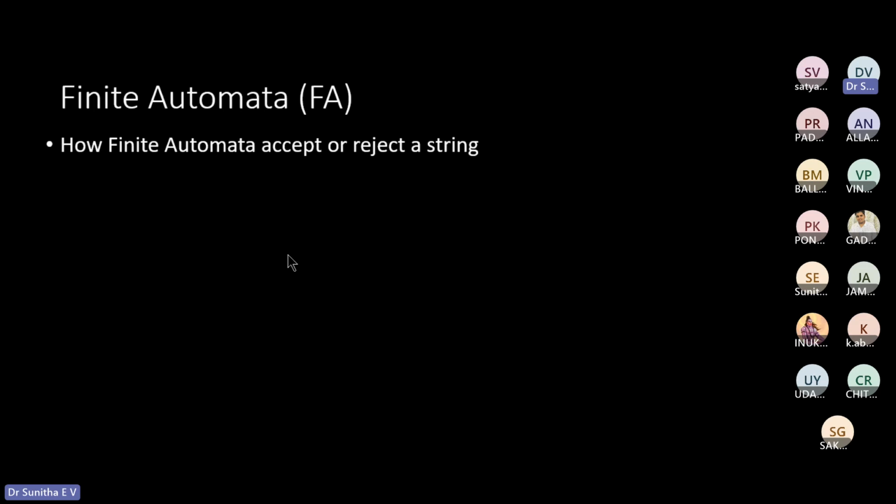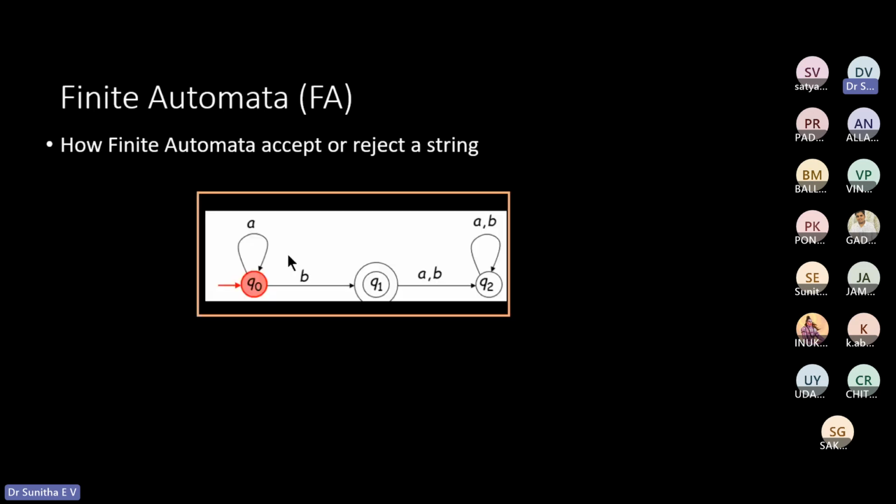Then how do we know whether a finite automata accepts or rejects a string? Suppose we have a finite automata like this. It has three states, Q0, Q1, Q2, where Q0 is the initial state and Q1 is the final state. Here we have two circles, which means Q1 is the final state, and Q2 is another intermediate state, a state other than the initial state and final state. And the symbols that we have used are A and B. This is the alphabet we are using.